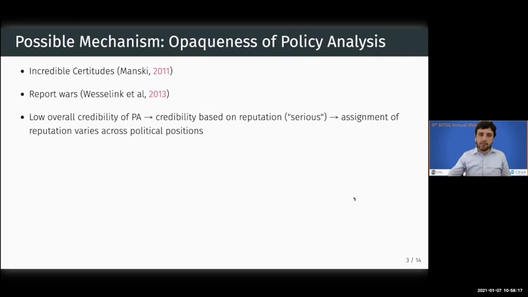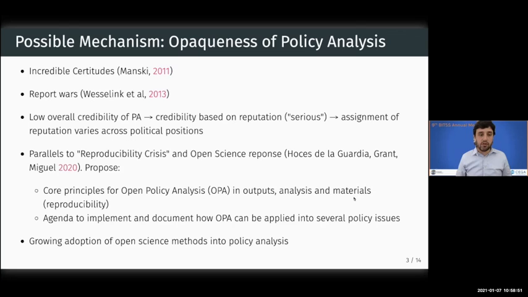The mechanism towards alternative facts, I think, is that low credibility of policy analysis can lead to its credibility being assessed mainly on the basis of reputation, on who produces the report. This idea of whether or not this person is serious, this agency is serious or not. But the problem is that the term serious or reputation is very much in the eye of the beholder, and we suspect it varies across political positions. So this is a path for people reading different reports.